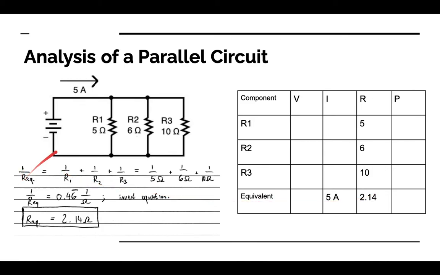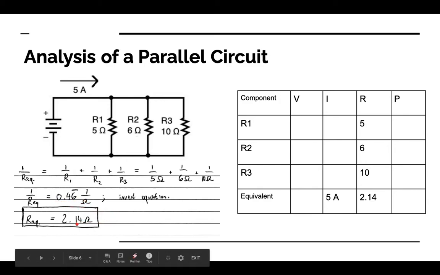So we're going to have 1 over R equivalent equals 1 over R1 plus 1 over R2 plus 1 over R3, which gives us 1/5 plus 1/6 plus 1/10. And if we combine those together using a calculator, we're going to get 1 over R equivalent equals 0.46. However, this does not mean our equivalent resistance is equal to 0.46. What it actually tells us is that our reciprocal of the equivalent resistance is 0.46. So we have to take the reciprocal of 0.46 to find our equivalent resistance, which is 2.14 ohms.